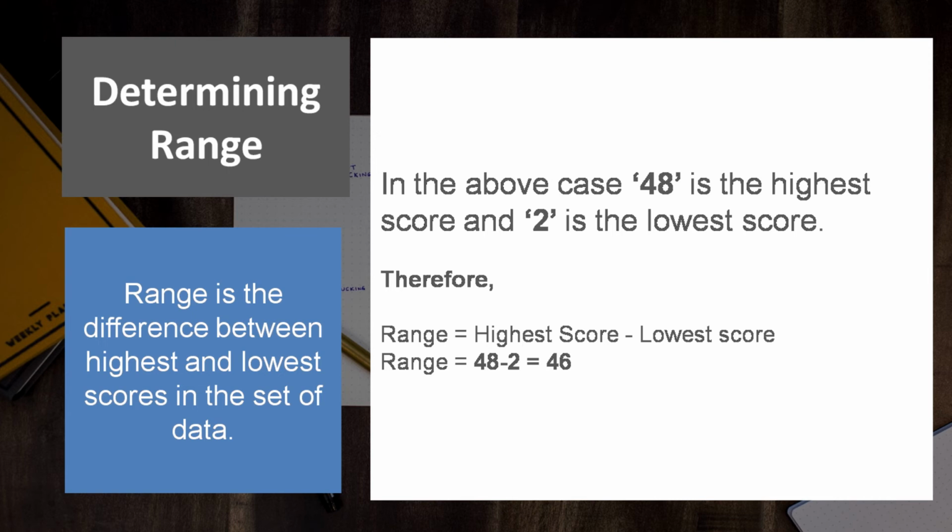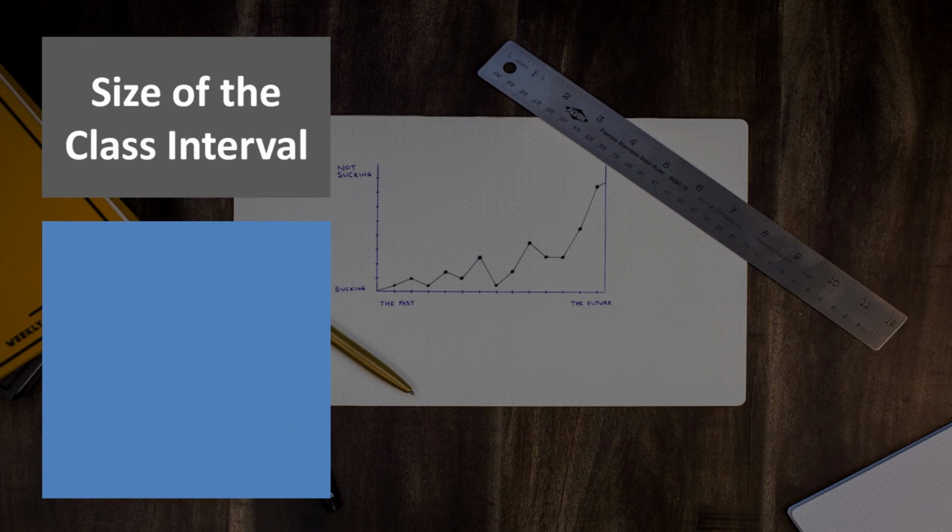First of all, you have to calculate the range of the scores. You have to observe the scores of the group, then find out the highest score and the lowest score, and take the difference, highest score minus lowest score. So here 48 minus 2, that is 46, is the range. And further, the second step is the size of the class interval. So friends, you have to prepare a frequency distribution table, so you have to decide what will be the size of the class. A class is just like an interval.